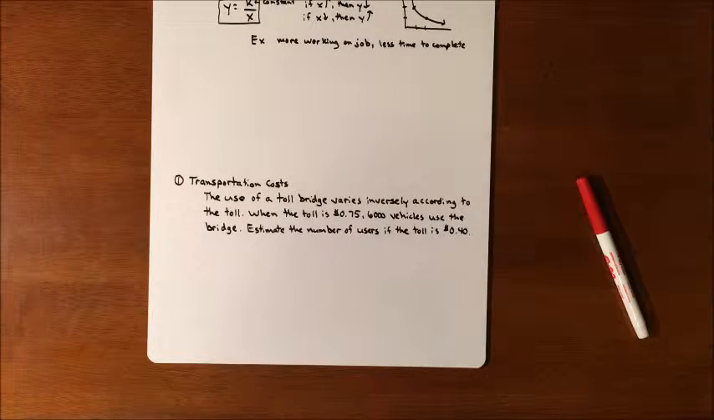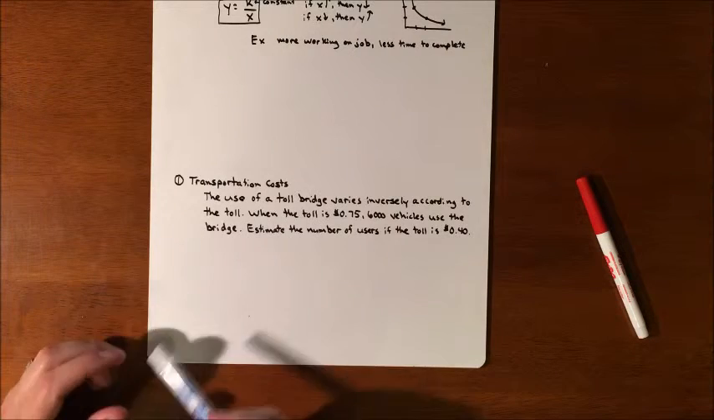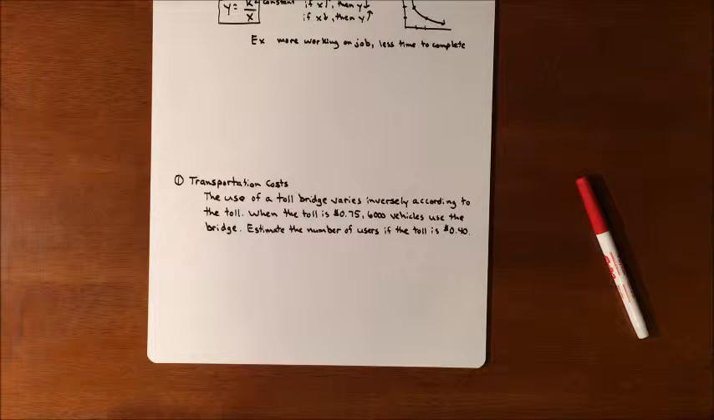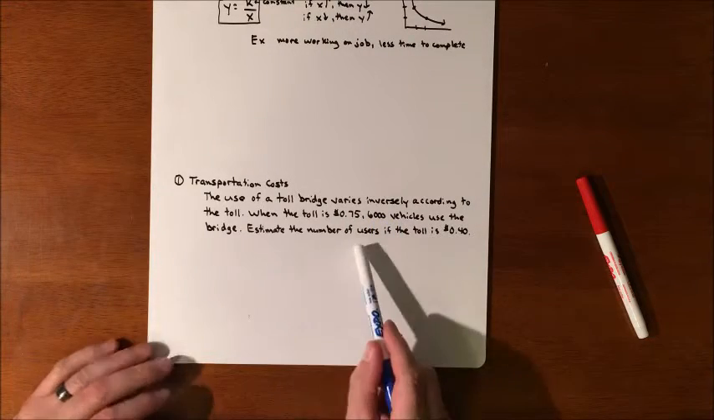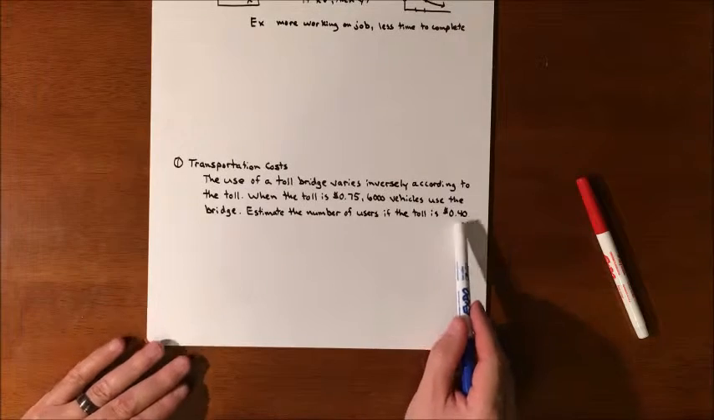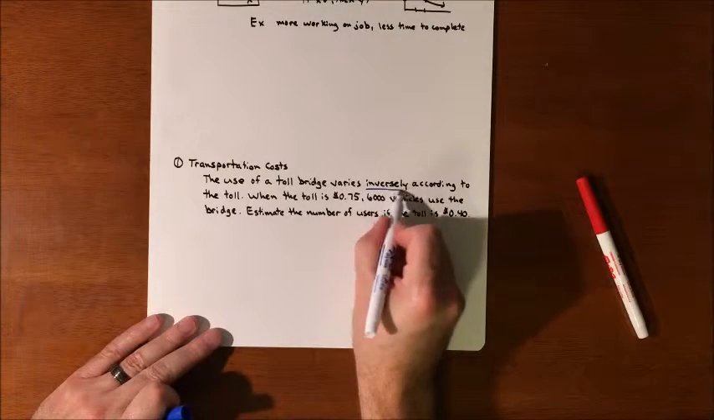So first thing is, let's figure out which situation we have going on. For the transportation cost, it says the use of a toll bridge varies inversely according to the toll. So when the toll is 75 cents, 6,000 vehicles use the bridge. Estimate the number of users if the toll is 40 cents. So it does say inversely.